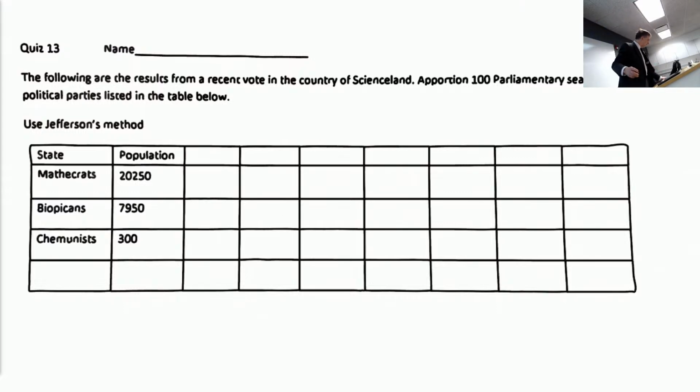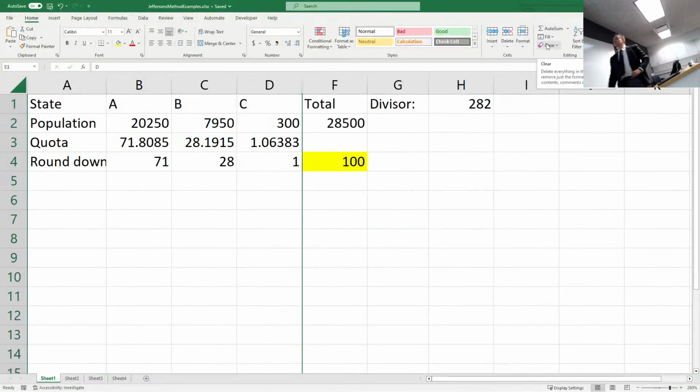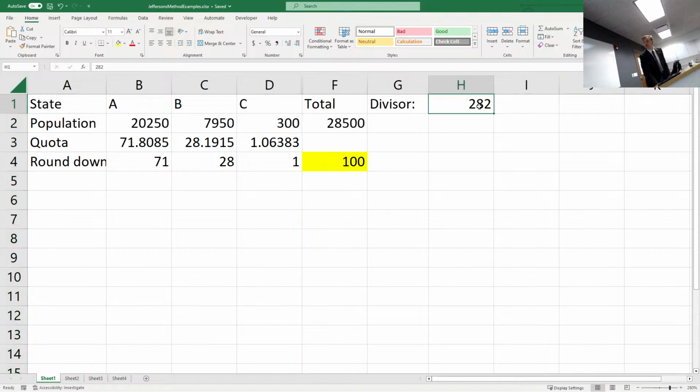So I'll show you what I got. I did it on the computer because I was lazy. I don't want to have to do all the calculations myself. So here's what I've got. I can do this with any divisor you like. This is the divisor I used, and the 71, 28, and 1 were the numbers that I ended up with. But there's a bunch of different divisors that work. 282 works. 283 works. I think someone had 282.5.